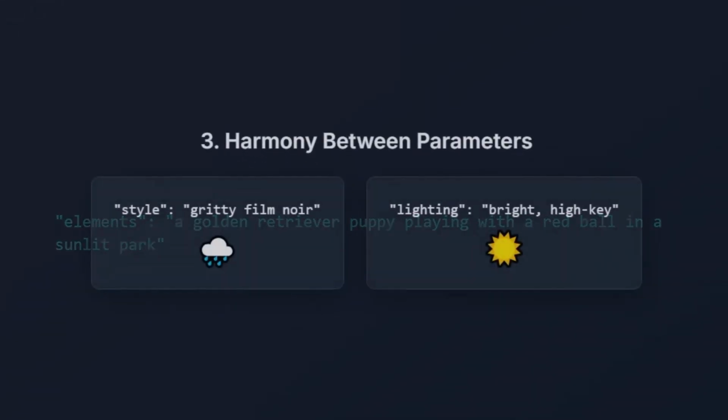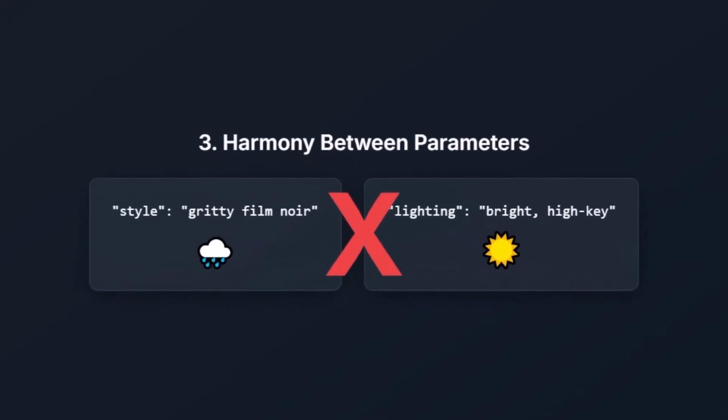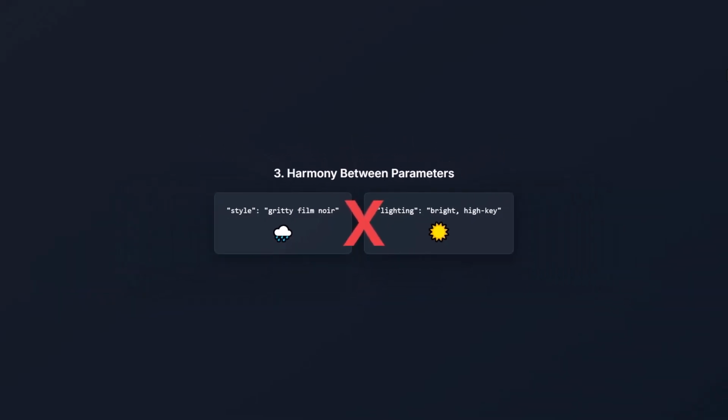Another common issue is conflicting or vague parameters. Ensure your style, camera, lighting, and motion parameters work in harmony. If you ask for a gritty film noir style, but then specify bright, high-key lighting, the AI will struggle, leading to unpredictable results. Think of your JSON prompt as a coherent director's brief for a cinematic scene.